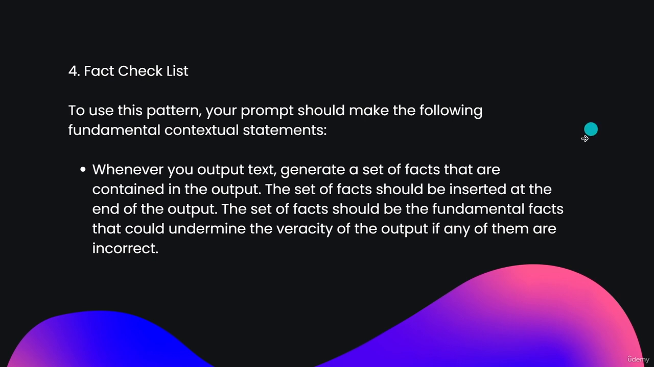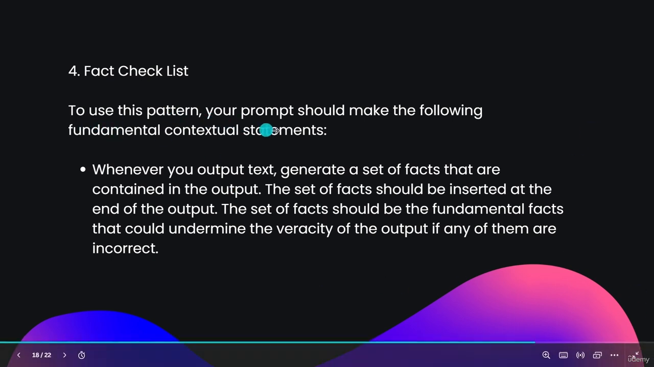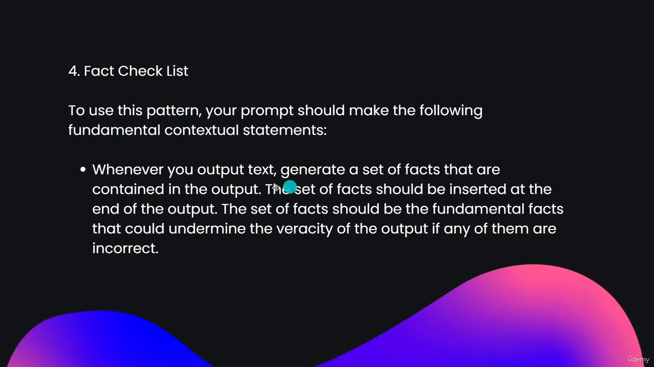To use this pattern, your prompt should make the following fundamental statement: whenever you output text, meaning the AI output, generate a set of facts. Facts means real or factual data that are contained in the output. The set of facts should be inserted at the end of the output. The set of facts should be the fundamental facts. Fundamental means basic-level facts. Fundamental facts that could undermine the veracity of the output if any of them are incorrect.